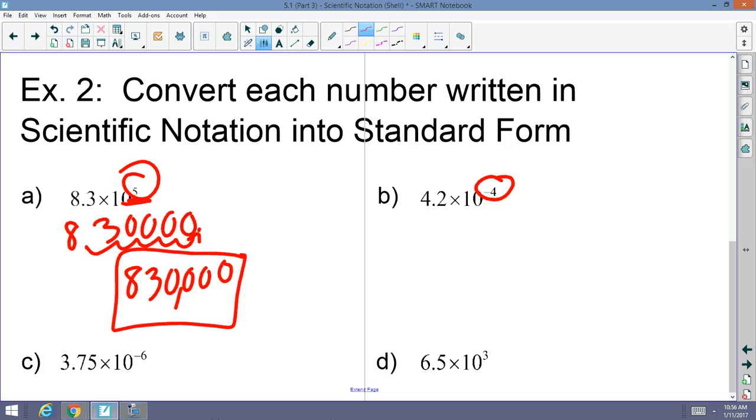So 4.2 times 10 to the negative fourth, I'm going to go 1, 2, 3, 4 to the left. I show my arrow showing me where to put my new decimal. Fill in the gaps. Clean this up. 0.00042.